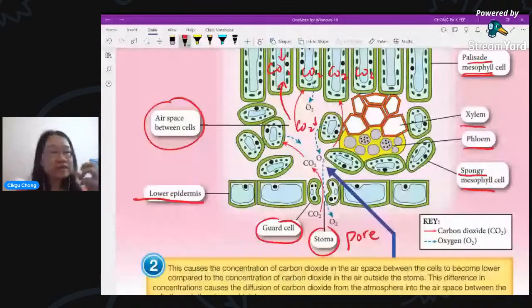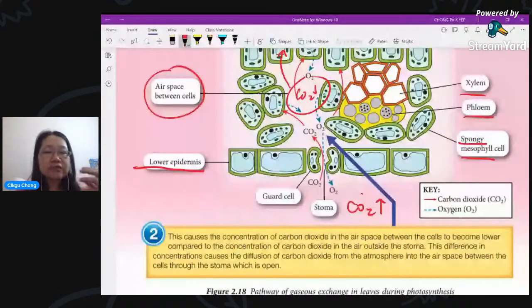So what's going to happen? You have a process called diffusion, because diffusion always happens from an area of higher concentration to an area of lower concentration. So now your carbon dioxide will automatically move in. The concentration inside, which is less, will cause the outside air to move in. So this causes, number two, let's look at the notes: this causes the concentration of carbon dioxide in the airspace to become lower. So now it's lower, the airspace here is lower compared to outside.